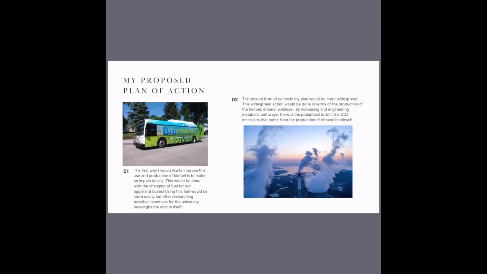My plan of action would be firstly to go more locally and focus on Aggie Land buses, making them use ethanol biofuel production rather than petroleum. In the long run, it will be more beneficial, even though it is more costly in the moment. And then more widespread, I would increase and engineer metabolic pathways for potential limiting of CO2 emission.